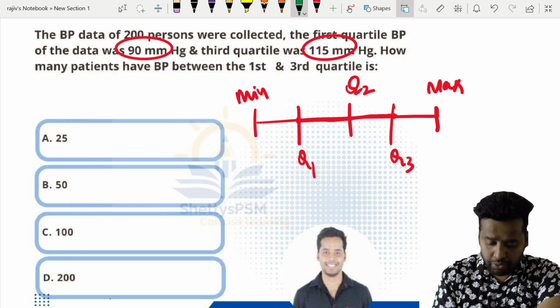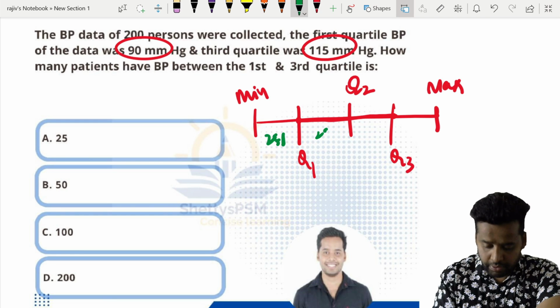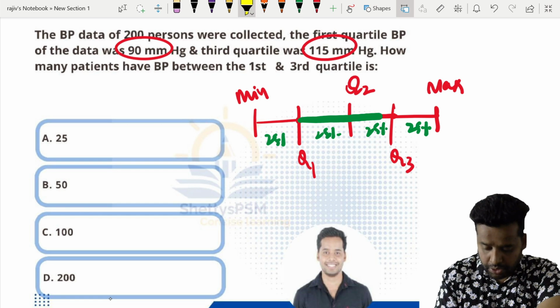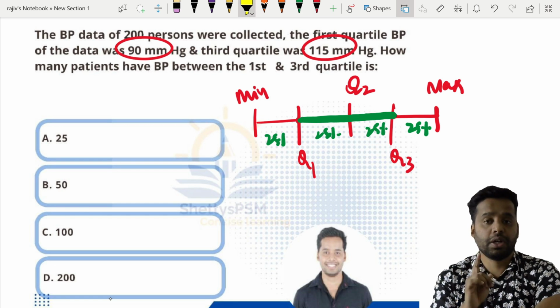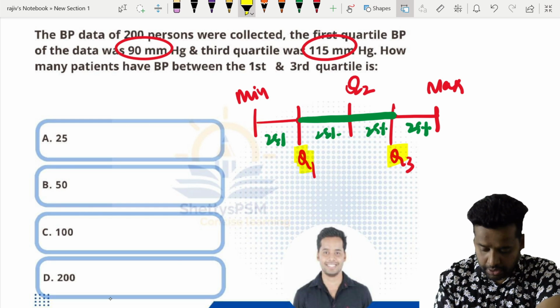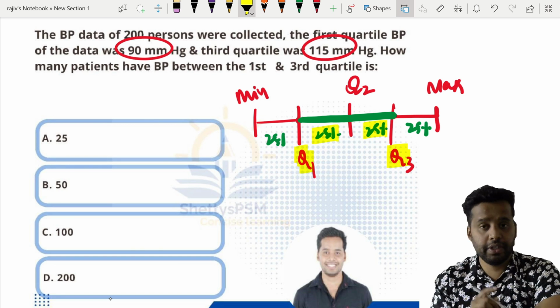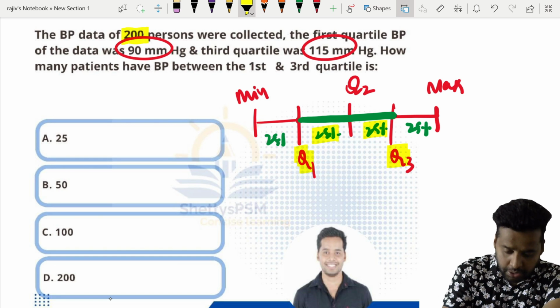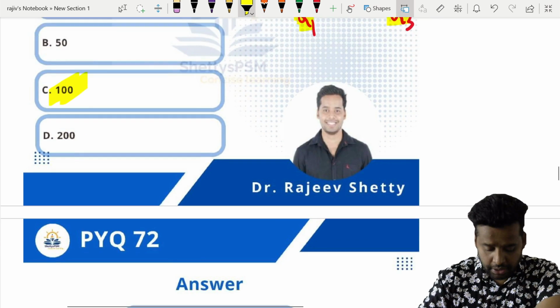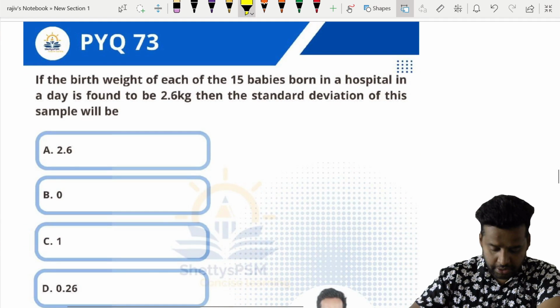If there are 4 parts, every part will have 25% of the data. See here, every part is having 25% of the data. The distance between two quartiles is called the interquartile range. Q1 and Q3 का जो gap है ना, that is the interquartile range covering 50% of the data. Very good. 200, 50%. Answer is 100. Good. Come to the next question.